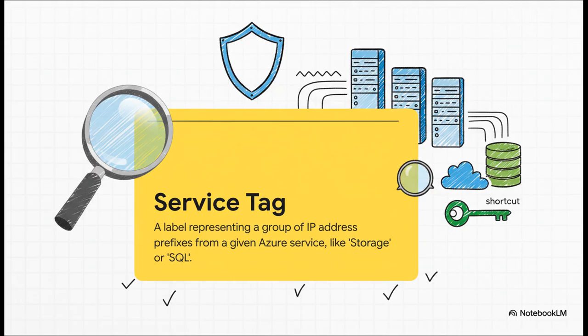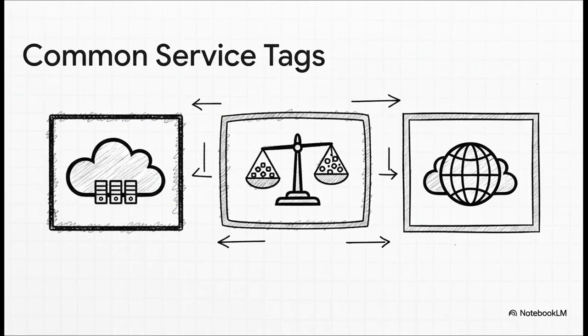Next, we have service tags. These are amazing. Think of them like shortcuts that Microsoft manages for you. So instead of you having to figure out every single IP address for, say, Azure Storage, you just use the tag Storage. And the best part? Microsoft keeps that list of IPs updated for you automatically. You don't have to worry about it. And here's a fun fact. You've already seen these in action. Remember those default rules? Virtual network, Azure Load Balancer, Internet. Yep, those are all service tags. See, they're just powerful, simple shortcuts.